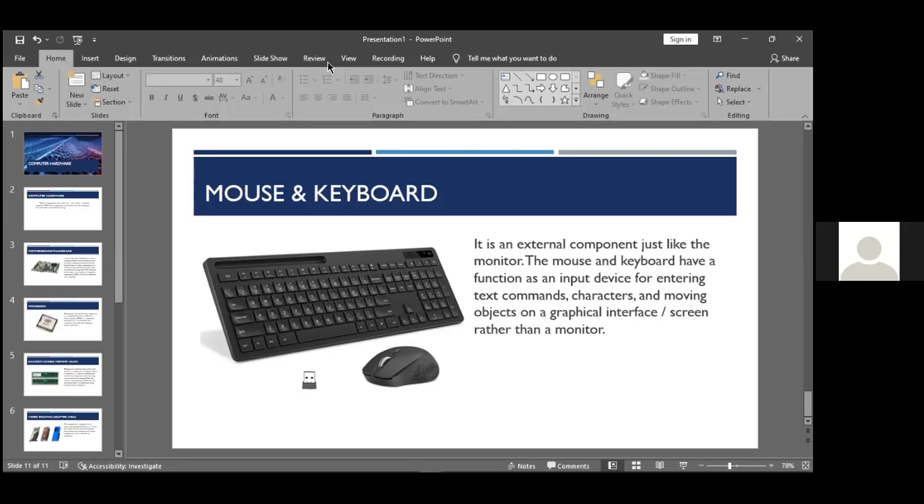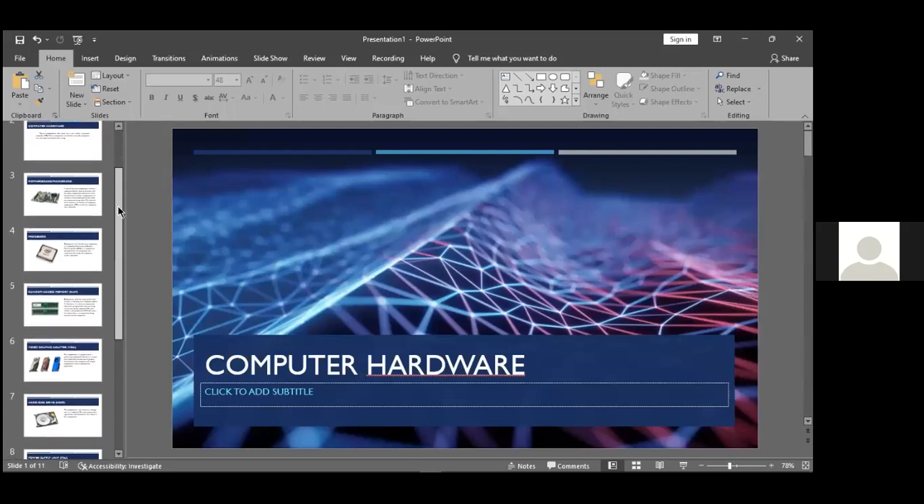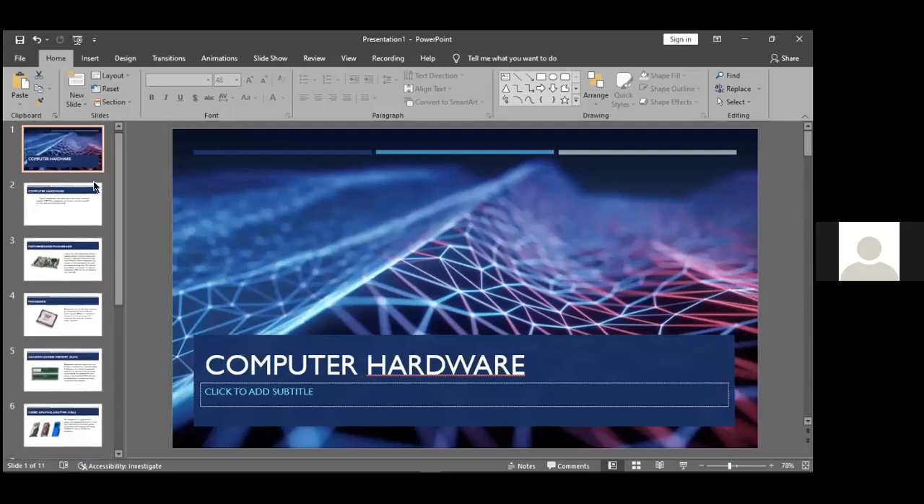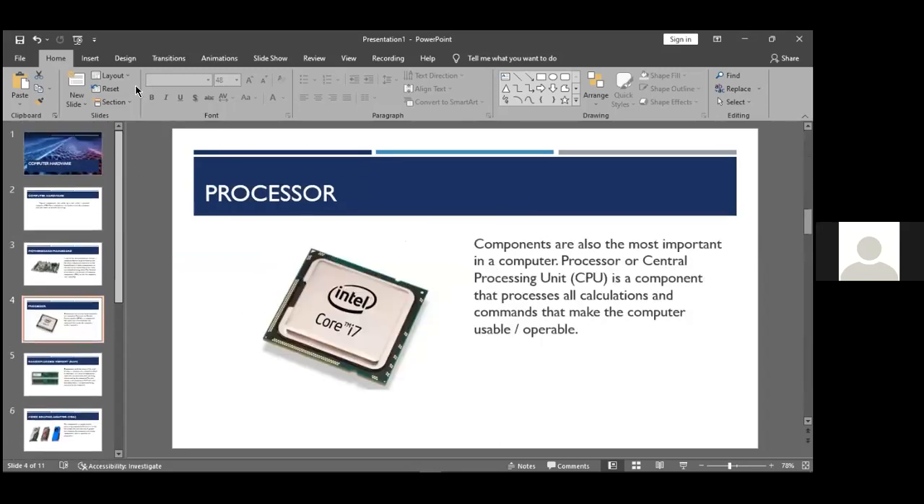Now you guys know about some computer hardware. You guys understand? You guys know it? Yes, sir.